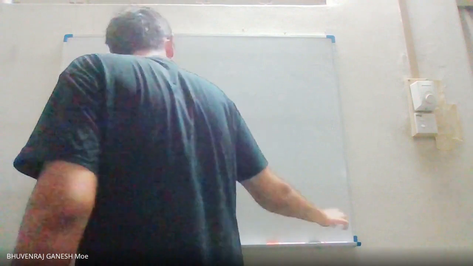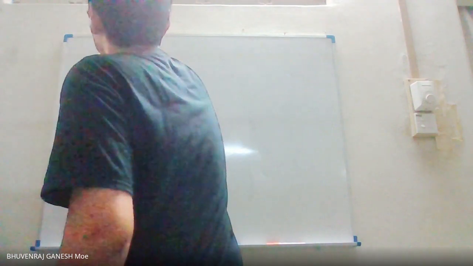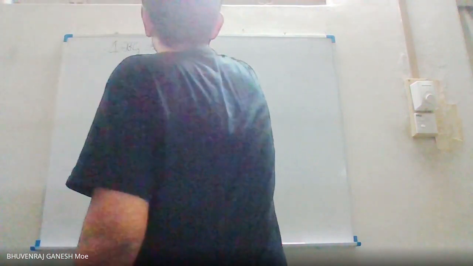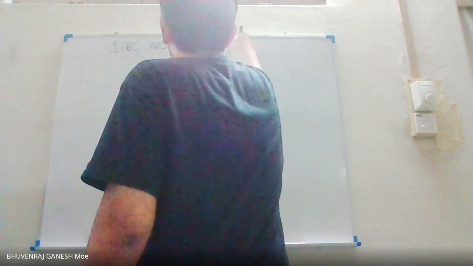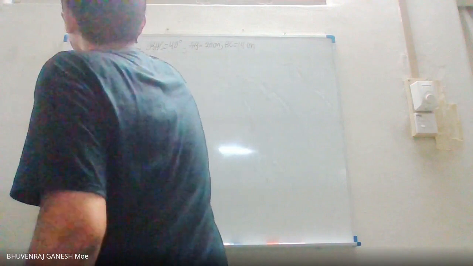Okay, so here there is one triangle only, triangle ABC. Angle BAC is 40 degrees. AB is 20 cm. BC is 14 cm. So they say calculate possible values.